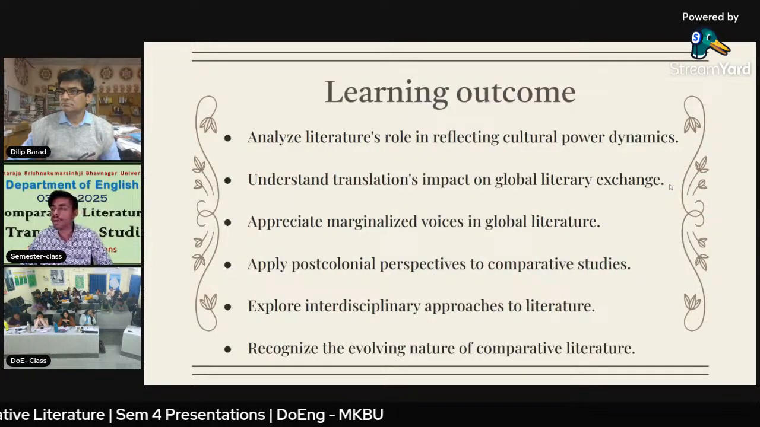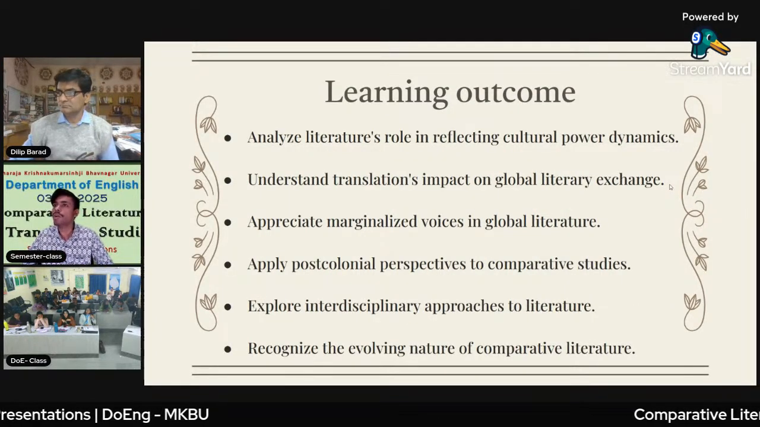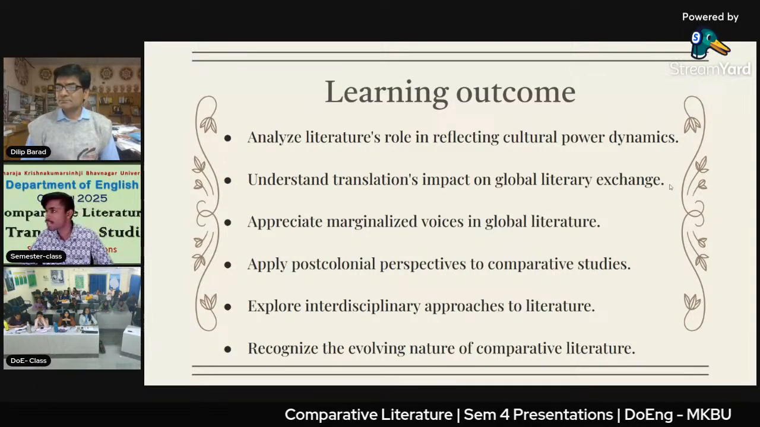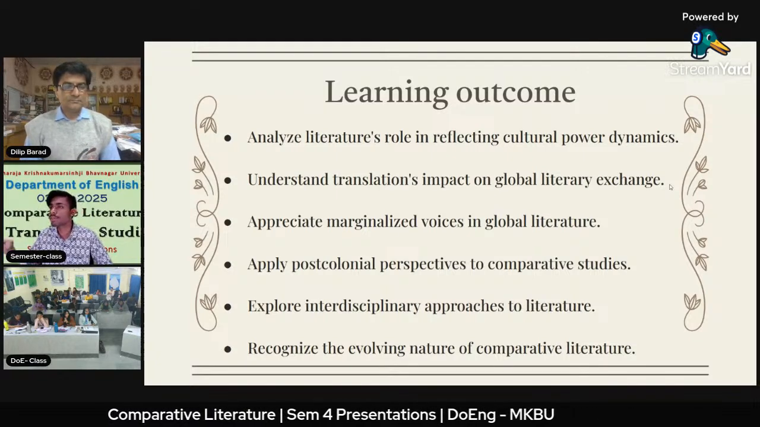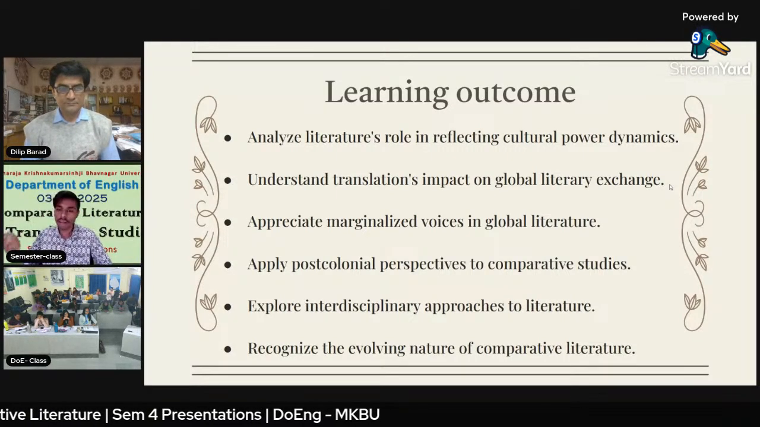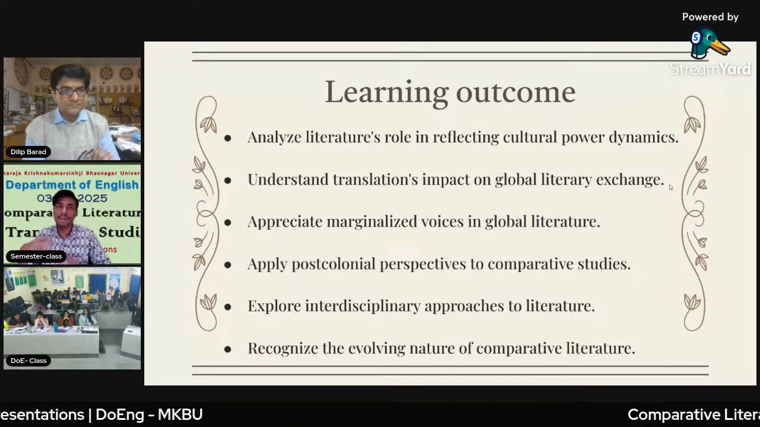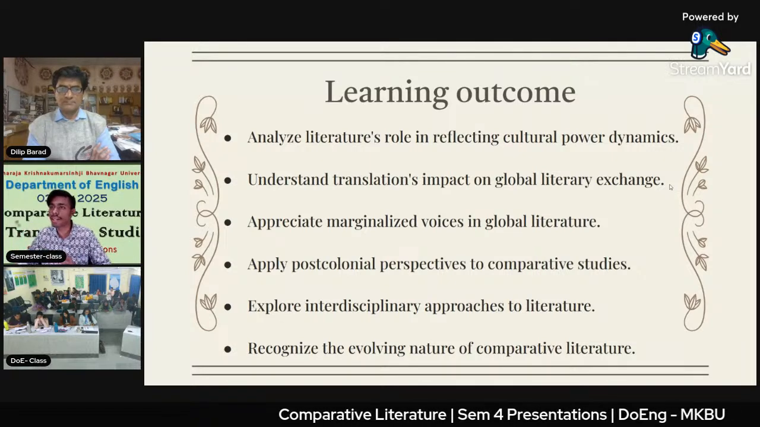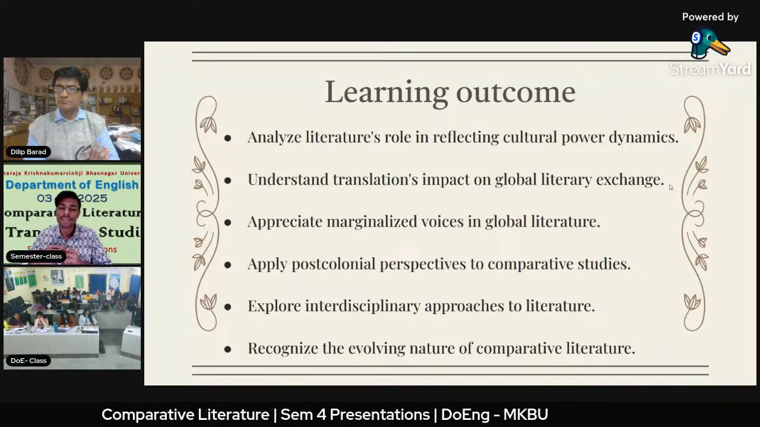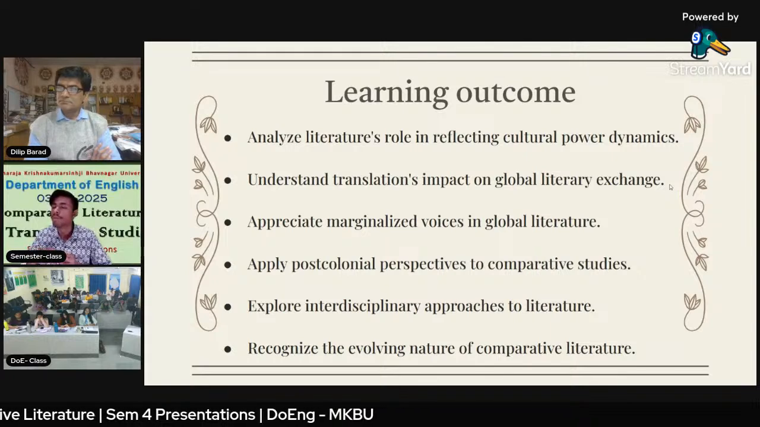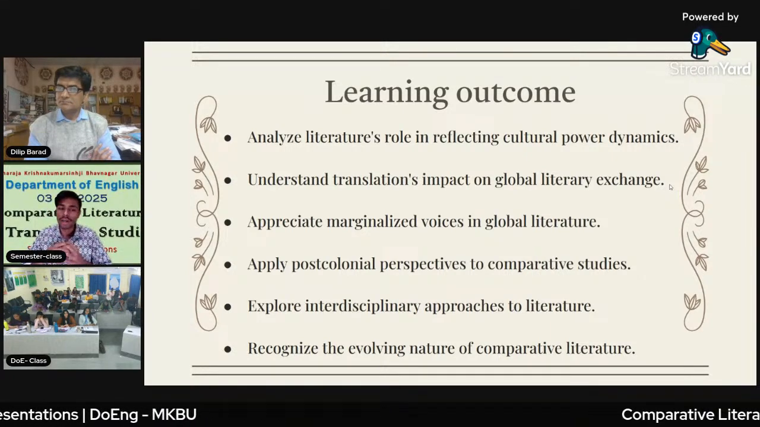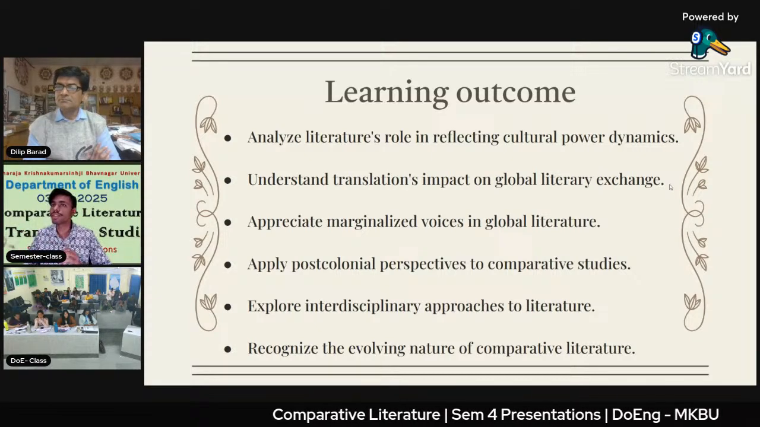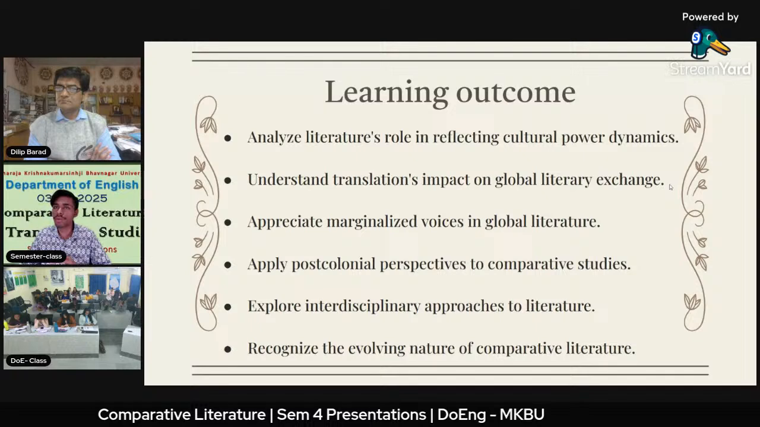So this is one. Now I'm going to tell my learning outcome and what I understood from this article. As I analyzed the article, I came to know that literature is very important in cultural power, and how it shapes people, countries, and other writers who are writing on literature. I also understand the translation's impact on global literary exchanges. Also, I understand the marginal voices in global literature, how they are appreciated in this kind of global literature, how they are in today's time.